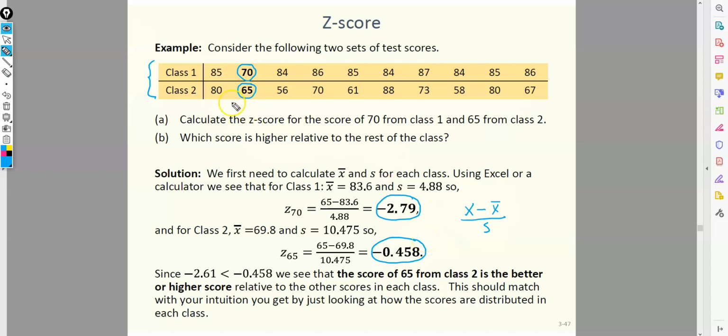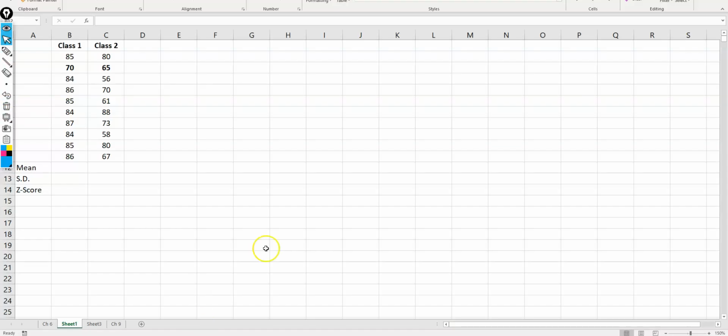If we enter this data into Excel, that's what you'll have to do to calculate the mean and standard deviation. So here we have the scores entered into Excel. We want to calculate the z-score for 70 and for 65, so we need to calculate the mean and standard deviation for each data set. For the mean, we just use the average function. So there's our mean for class 1. We can copy that right over for class 2.